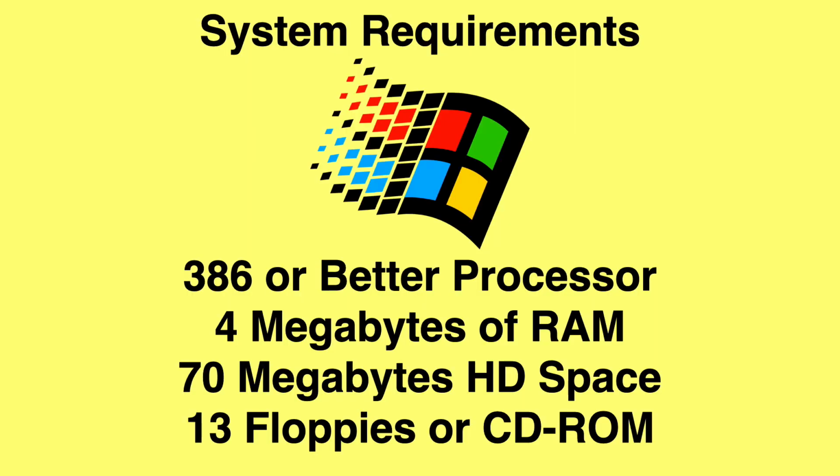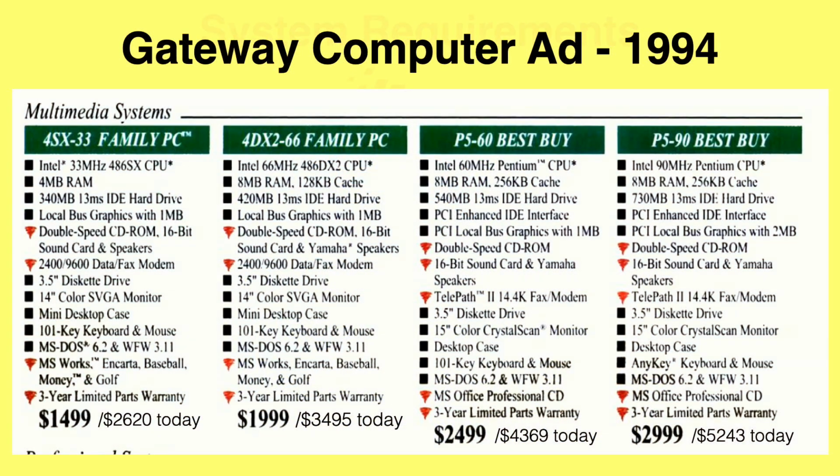And it came on 13 floppy disks or a single CD-ROM. I opted for the CD-ROM version, which had a few other goodies baked into it. But look how much it cost to buy a PC back then. So let's say you were buying into the media hype on Windows 95 and you wanted to upgrade to Windows 95 based on a computer that you bought around that time. Well, you would be spending about $2,620 in today's money to get even the lowest spec PC here.